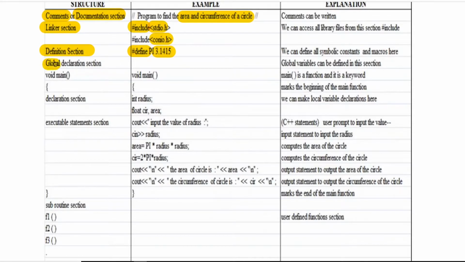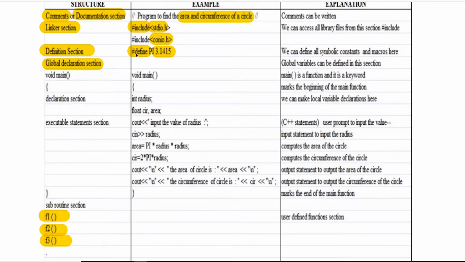Then we have the global declaration. This may include function 1, function 2, function 3. If you declare variables outside main, they can be used inside main and also in these functions. When we discuss the functions chapter, you'll understand these things. Right now, don't worry about the global declaration. What is important is the linker section and this definition section.